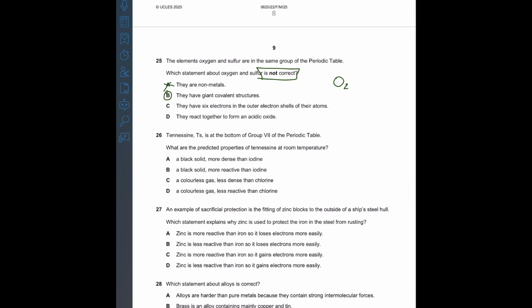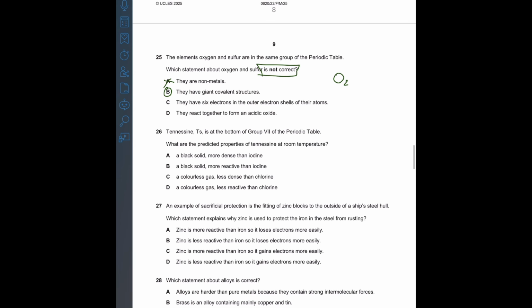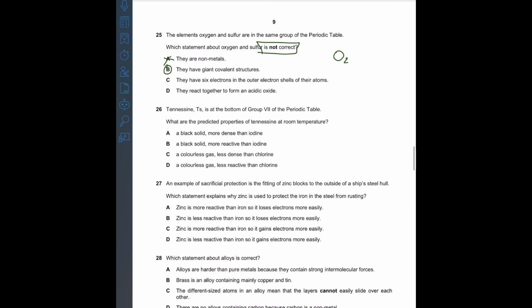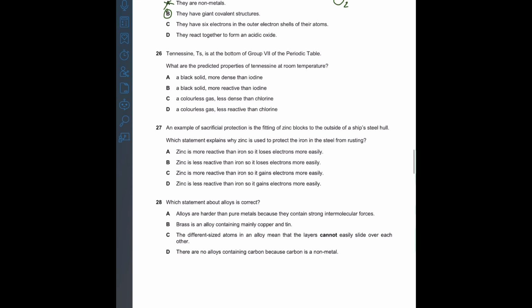If you look at C and D, they have 6 electrons in the outer shell of the atoms. Yes, because they're in group 6, they will have 6 electrons. So C is correct. And D is also correct because non-metal oxides are acidic. So the right answer for question number 25 is B.